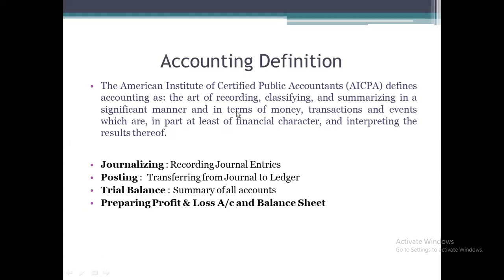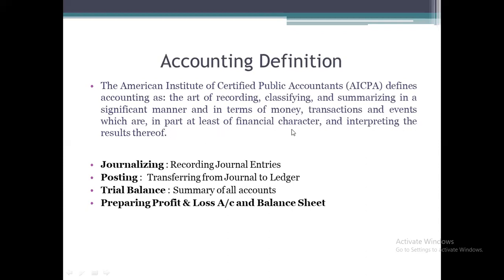Coming back to the definition, summarizing is done in a significant manner, which means there are certain charts, and journal entries would have a certain pro forma. That is nothing but a significant manner. And in terms of money, because we don't record everything, we don't record emotions and such things. Only things which are expressed in money, we will record. Transactions. A transaction is nothing but any event that happened.